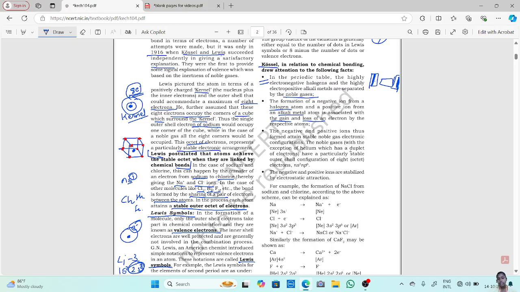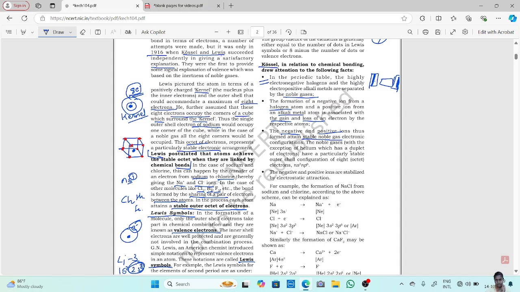Third one is that the negative and positive ions thus formed attain a stable noble gas electronic configuration. The noble gases, with the exception of helium, which has a duplet of electrons, have a particularly stable outer shell configuration of 8, that is, octet electrons. Whenever there is a gain or loss of electrons and negative and positive ions are formed, they attain a stable noble gas configuration.